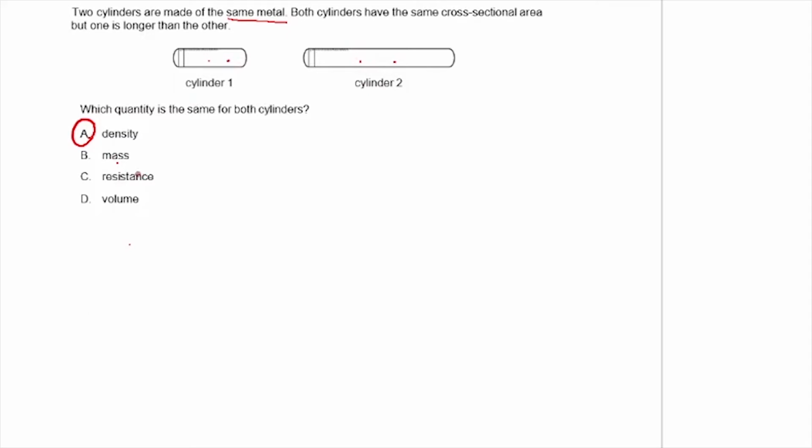The resistance, well, this is something to do with electricity. Resistance is affected by the length of a conductor. If this was a conductor, the longer the conductor, the higher the resistance. We shall explain this better in electricity as a topic. So the resistance also can't be the same. Then we have the volume. Of course, volume is the space occupied by an object. Cylinder 2 clearly occupies more space than cylinder 1, meaning their volumes can't be the same.